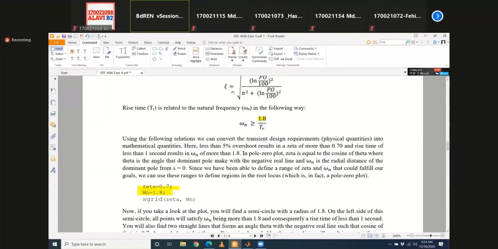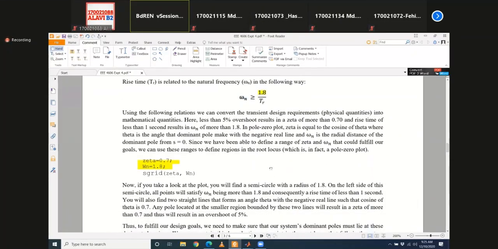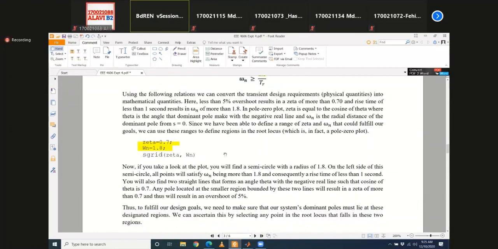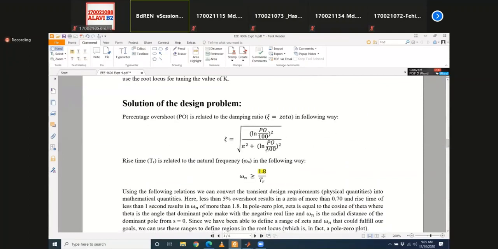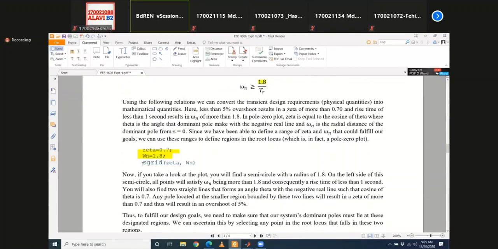So the geometric definition: zeta equals cos theta, where theta is the angle that the pole makes with the negative x-axis, and omega n is the distance of the pole from the origin, right? Using those two geometric definitions, we want to select a particular point in the root locus diagram which will satisfy these two conditions, zeta greater than 0.7 and omega n greater than 1.8. So let's run these three lines: zeta, omega n, and sgrid. sgrid will plot both zeta and omega n on the root locus diagram.